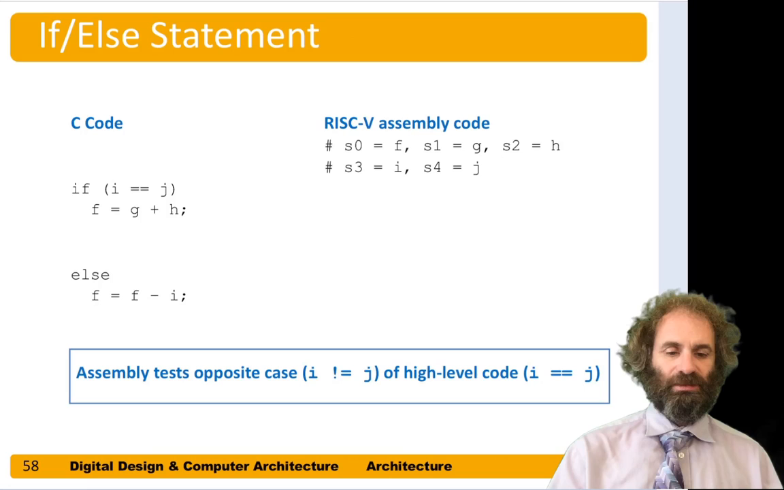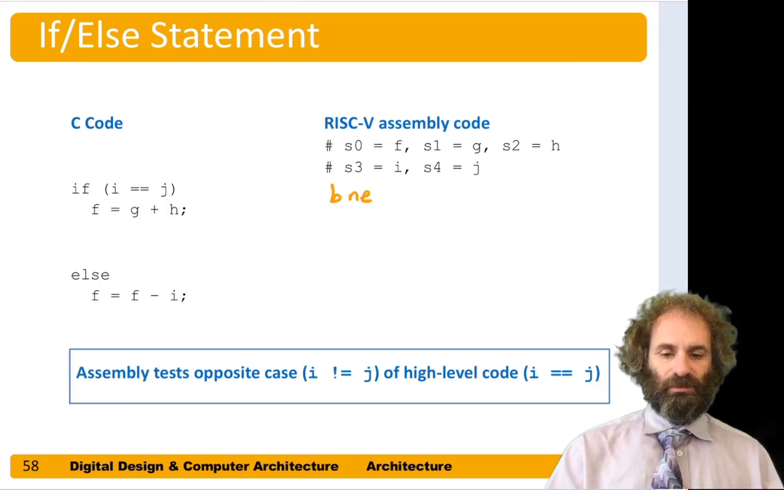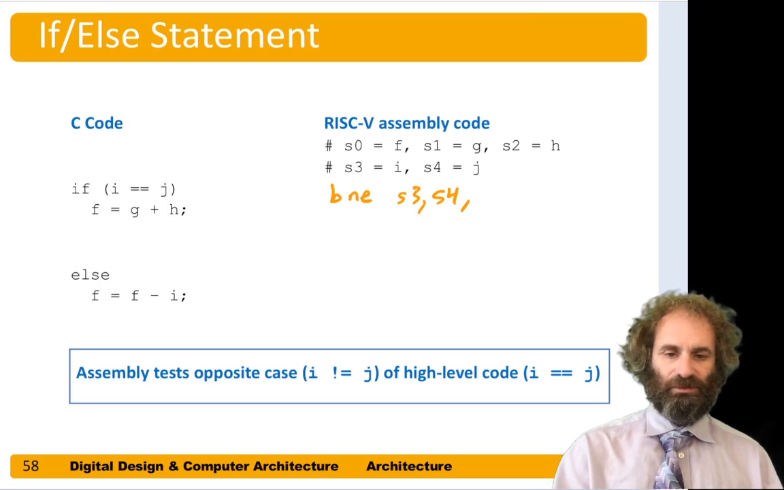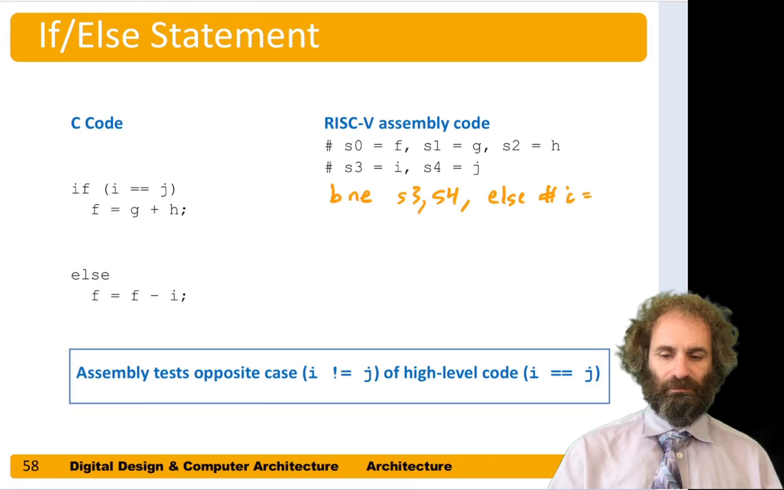Suppose we had an if-else statement, similar, but now the f equals f minus i should only be done when i is not equal to j. So we'll start out again, branch on not equal, S3, S4, label 1. Let's call this label 1 this time else. If they are equal, we do the body, add, f is in S0, S1, and S2. f equals g plus h.